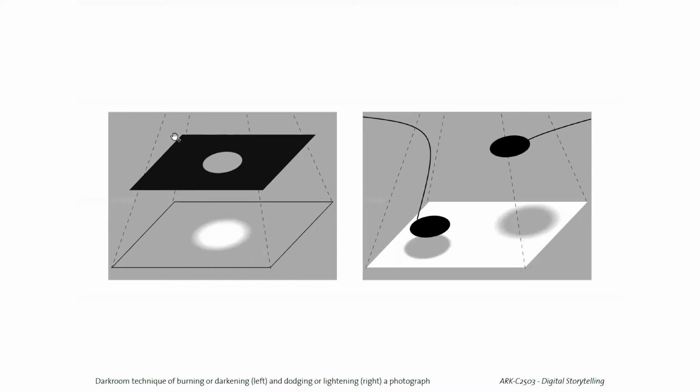Also here, with this technique, you're adding extra light to certain areas because you're darkening everything else, and you have basically a hole where the light comes through. This is called burning, so you're in a way darkening this part of the image by adding more light here.